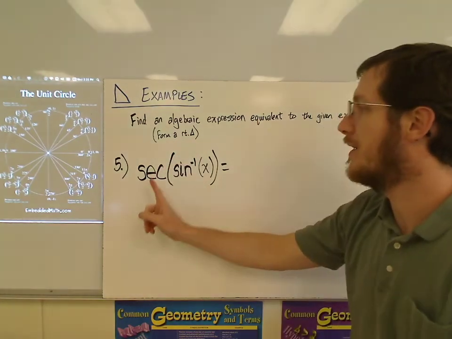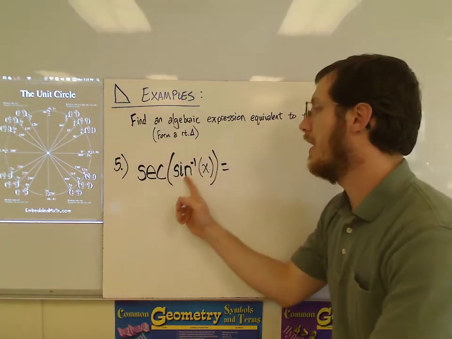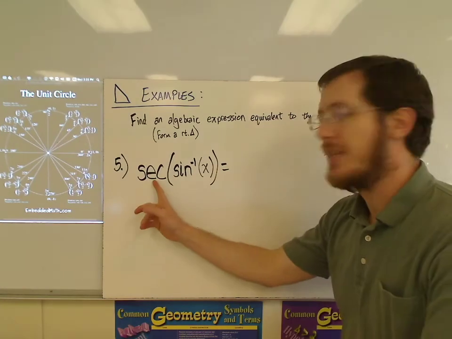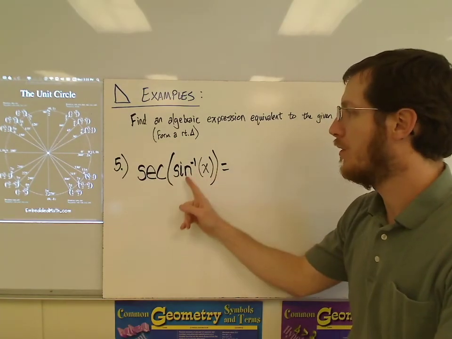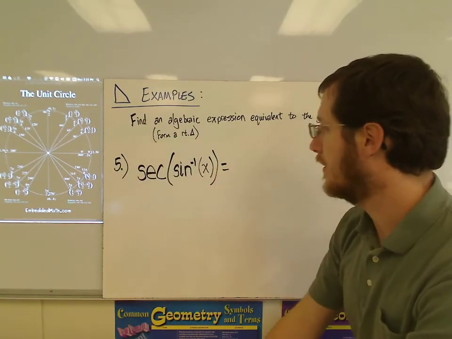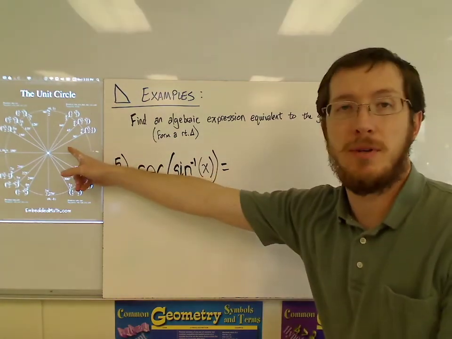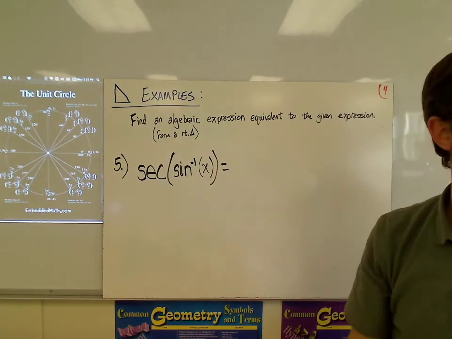Okay, so we're looking for the secant of the inverse sine of x. So we want the secant ratio of the angle whose sine is x. Interesting, so they don't give us any numbers. Without any numbers, it's not going to help us much to go to our unit circle. So we're going to need a triangle.